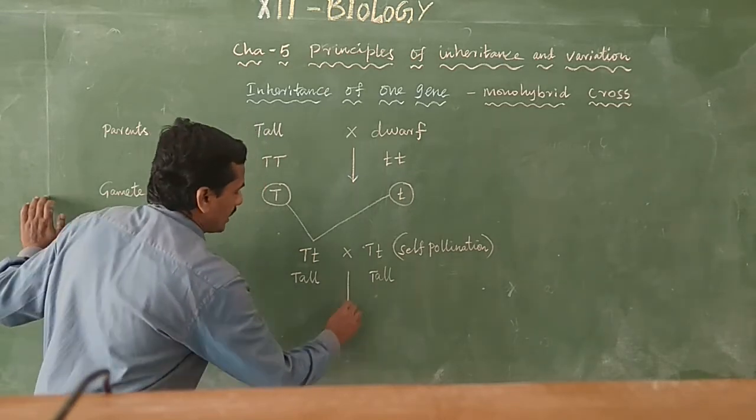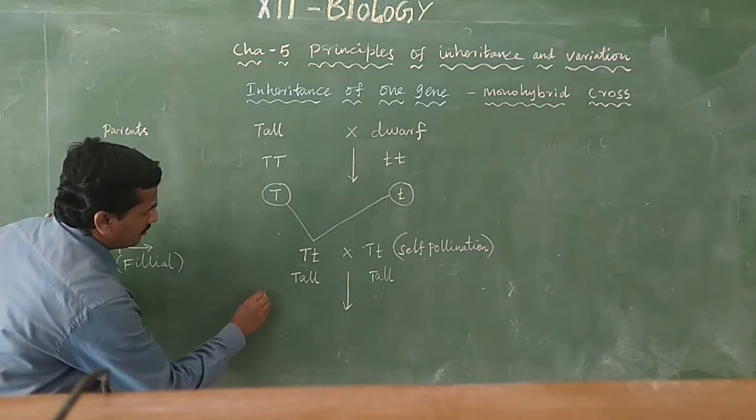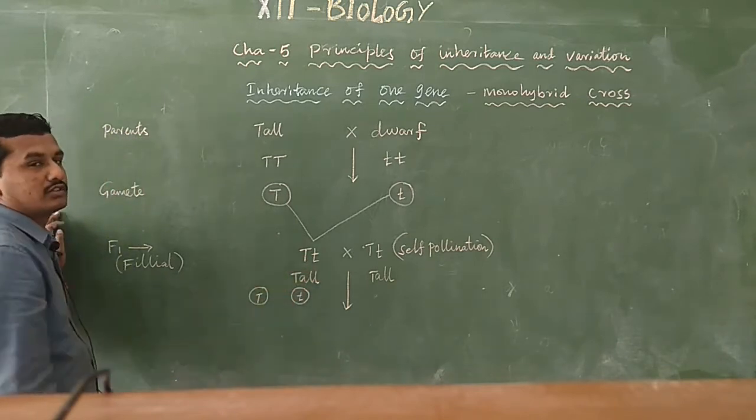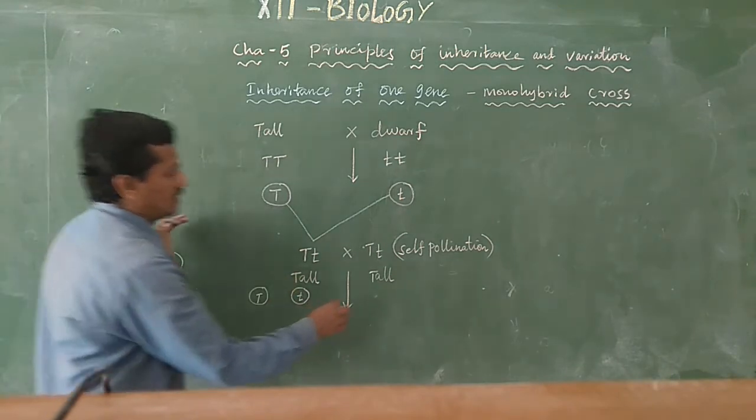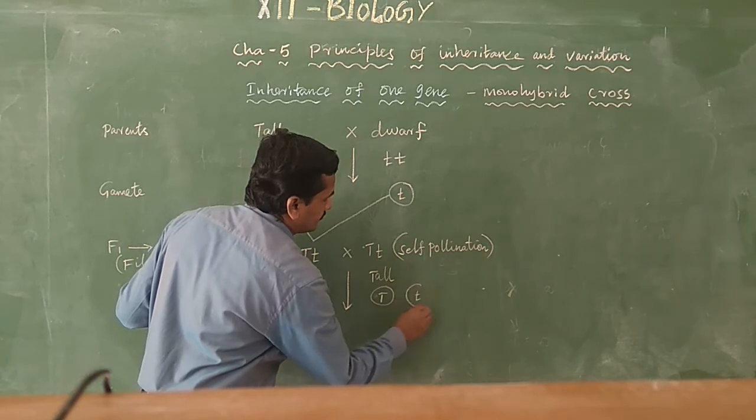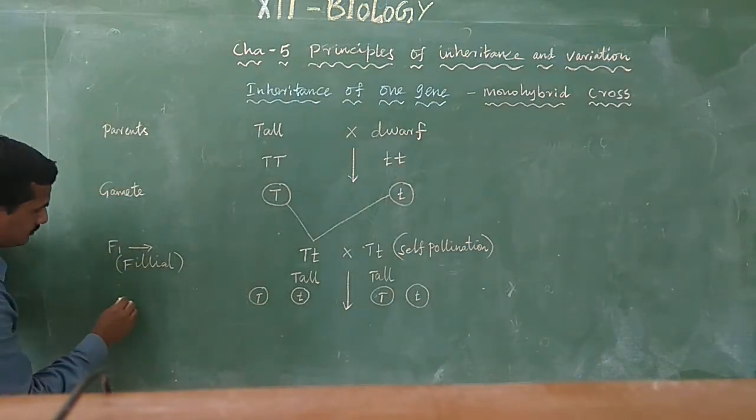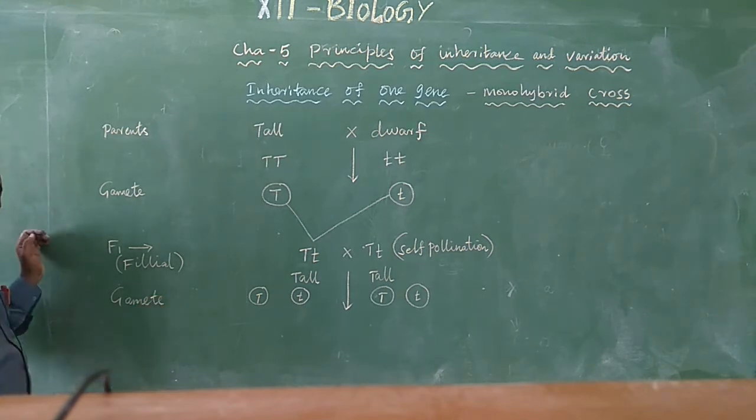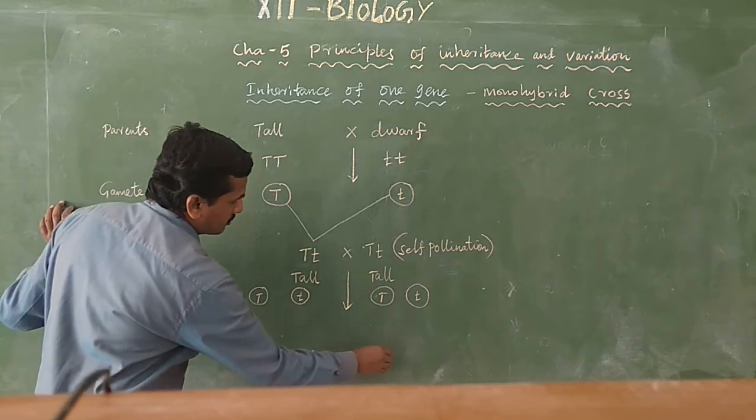Then another tall plant is crossed with the same kind of tall plant, and gametes are produced for the F2 generation. The tall plant produces two kinds of gametes, representing factors capital T and small t. Here also capital T and small t. Normally for gametes we draw a circle for easy identification, and for crossing we put a small dot.